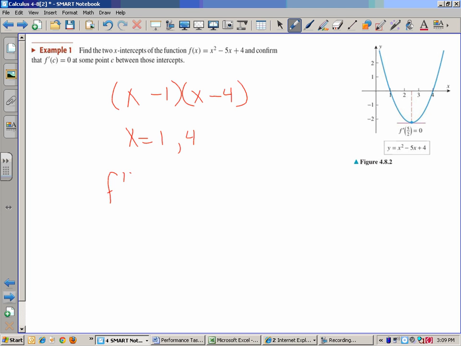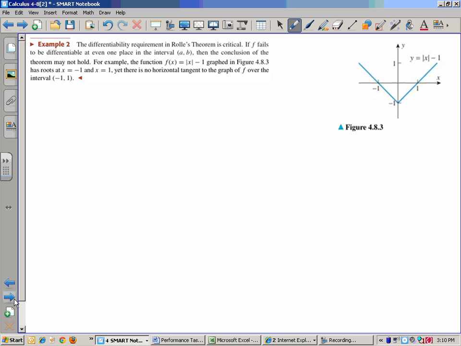Okay, so now we need to take the derivative. So let's f prime this, and we're going to get 2x minus 5. Setting that equal to 0, we're going to get x equals 5 halves. Well, 2.5 is clearly in between 1 and 4, and therefore that's the point at which it's 0. Amazingly enough, with a quadratic, that's always at the vertex. Hint, hint, hint.